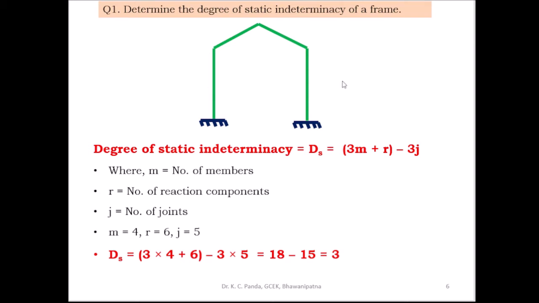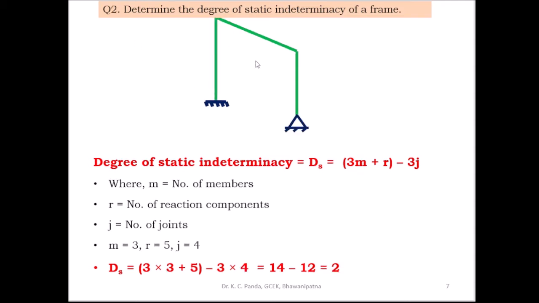Any open rigid jointed structure is internally a determinate structure. So here internally this is determinate and externally this is indeterminate. Internally dsi is equal to 0 and externally dsc is equal to r minus 3, that is 6 minus 3 is equal to 3. So ds is equal to dsc plus dsi, that is 3 plus 0 is equal to 3, and this is the ds. So you can find it using the two approaches. So what is the degree of static indeterminacy?